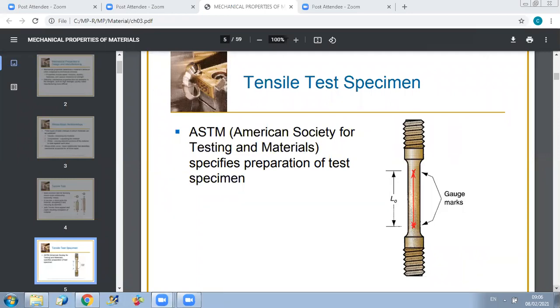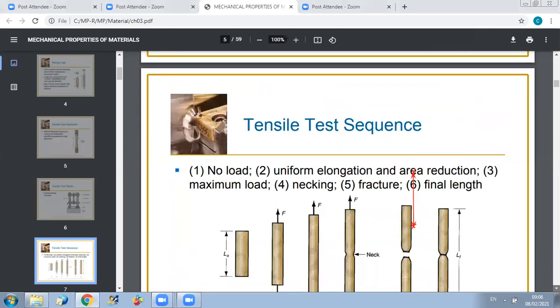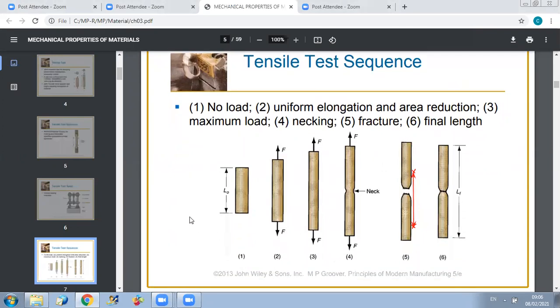In the next slide, you can see the different sequences of the tensile test. This is the initial state. As you apply a force F, you increase the force step by step until you will have necking. What is necking? As you can see, in the first procedure, when you do the tensile test, you will have elongation and reduction of area, but the reduction of area will be uniform over the whole specimen.